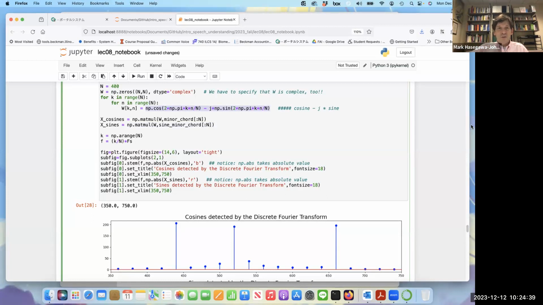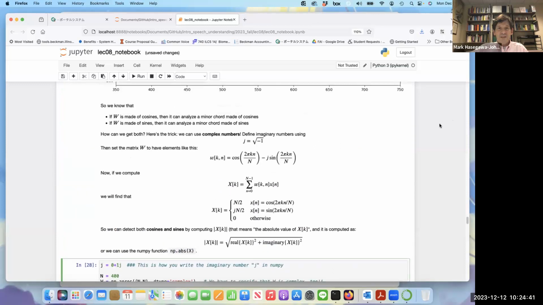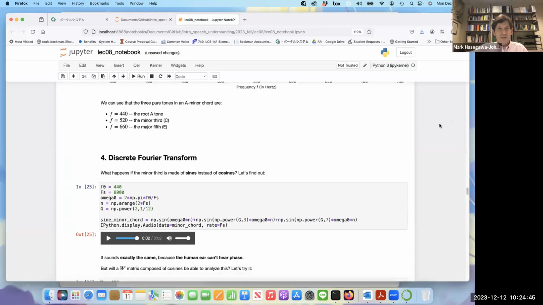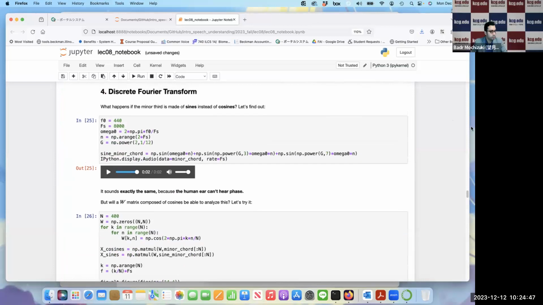All right, Professor Mochizuki, do you want to try to translate this section? Yes. Thank you. Let's see, where is it? Here we go. Thank you.